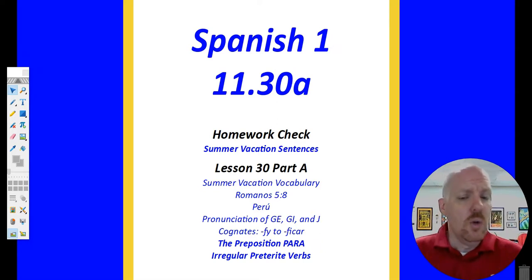For grammar today, we're going to introduce the preposition para and talk about the uses of this preposition para. We'll contrast it a little bit with the preposition por as well. And then we're going to look at some more of our irregular preterite conjugations. There are a few that have an irregular conjugation. We'll talk about those and do some exercises with those today. So let's get started right away with our homework check.